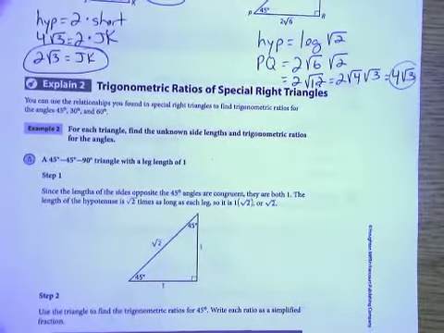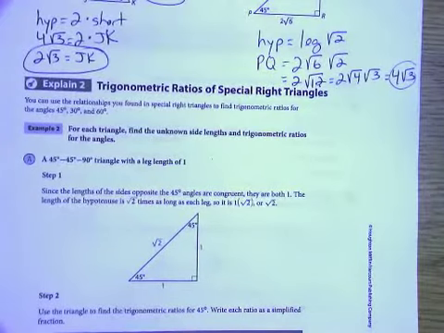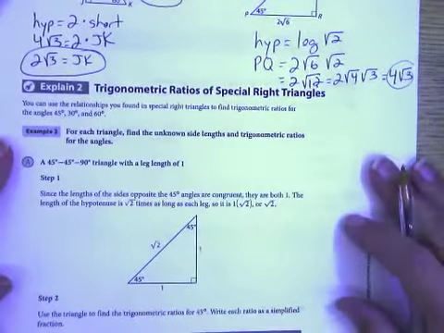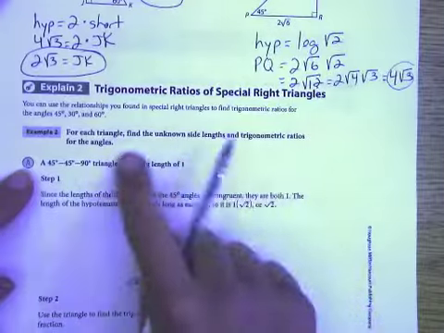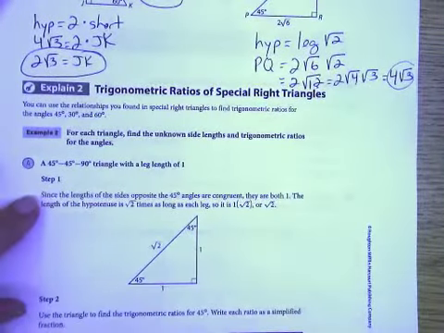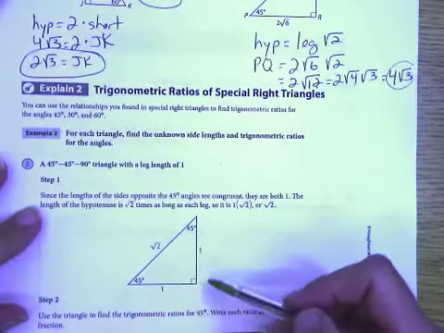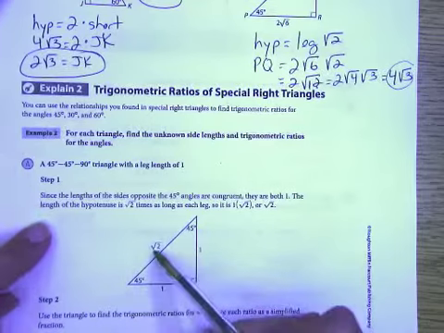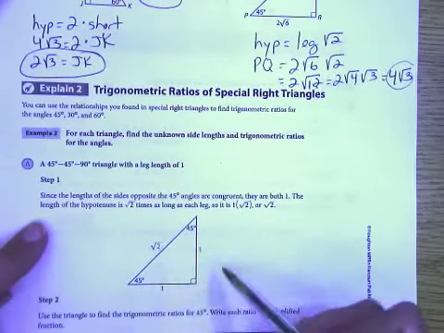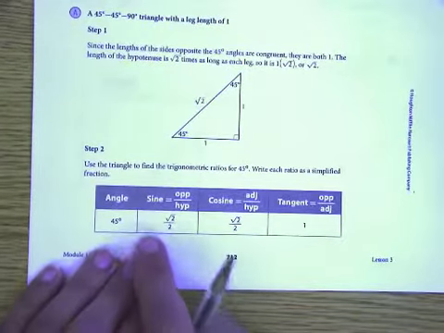We also want to talk about the trig ratios of the angles in these special right triangles. So in part A, they're asking us to find the unknown side lengths and the trig ratios for the angles. All right, so it's a 45, 45, 90, and the legs are 1. So I know that my hypotenuse is radical 2 times 1, so it's just radical 2. And then I use the definitions of sine, cosine, and tangent to find those ratios.